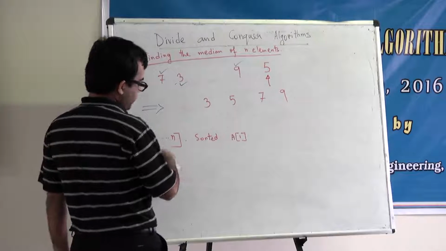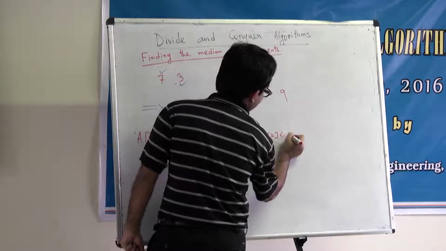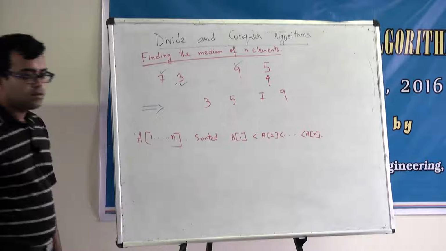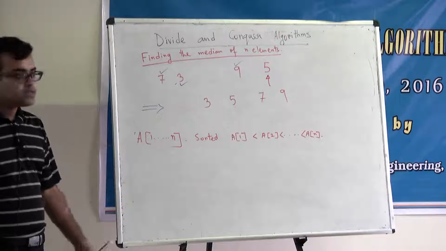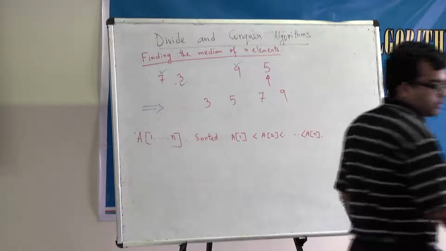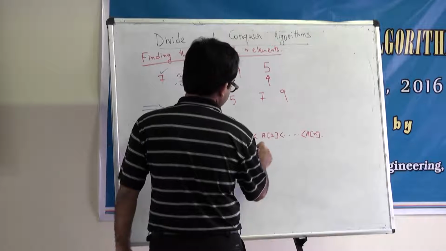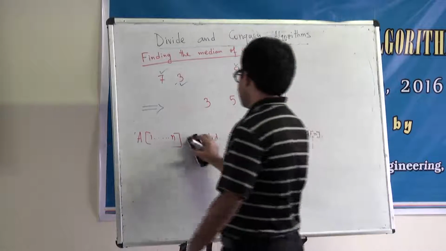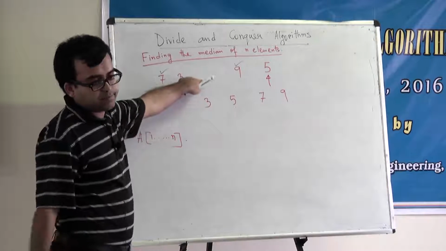So suppose this array is given to you in sorted order, and I ask you to find the median. How much time will it take? Constant time. You just check the (n+1)/2 element, so this can be done in constant time. So we will not consider this, since it is trivial. We will consider the case when the array is not sorted.